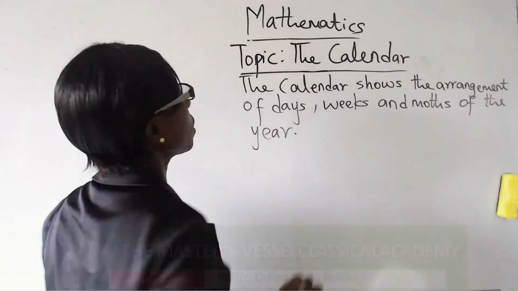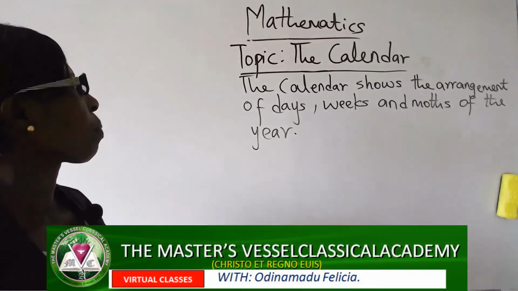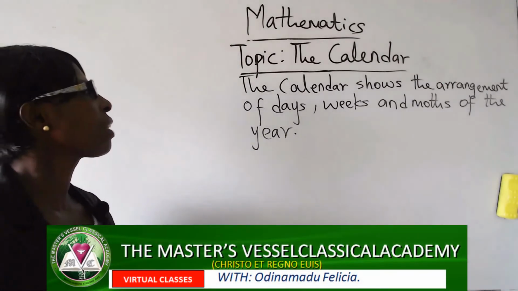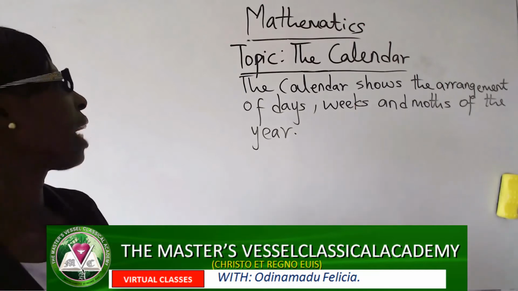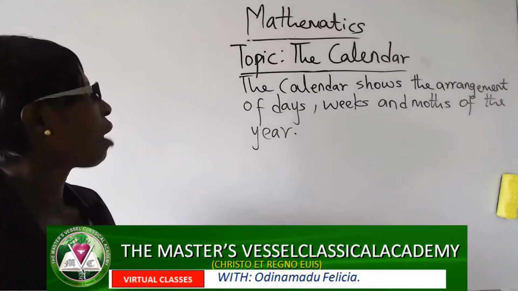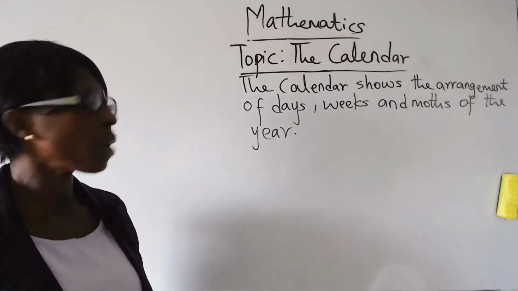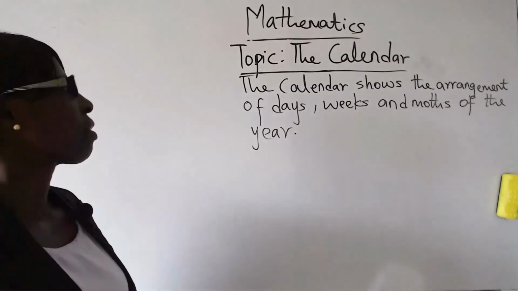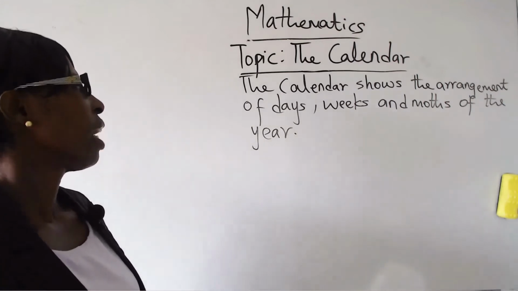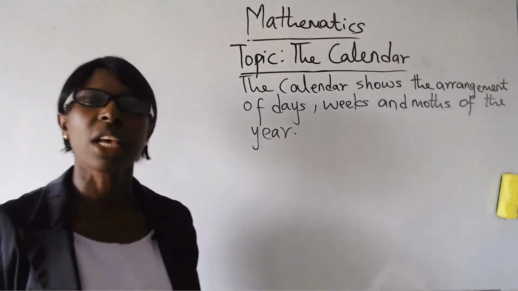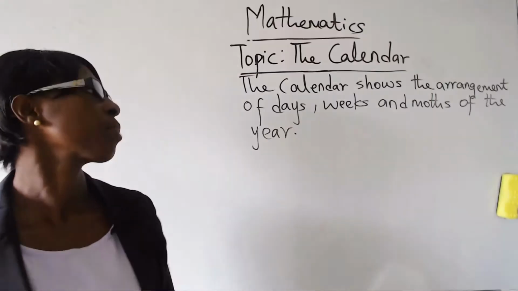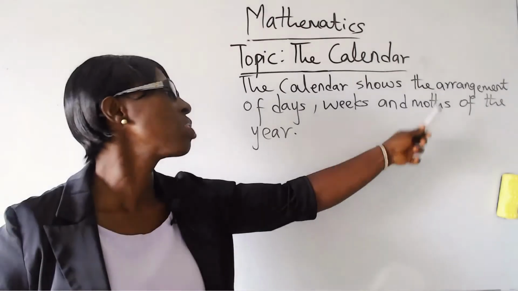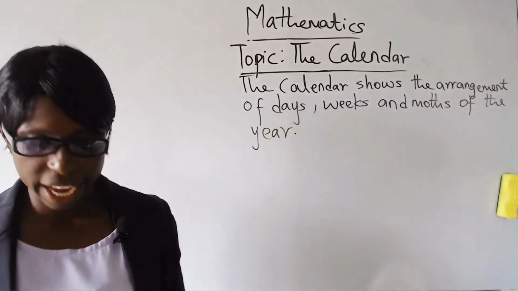Now let's read what we have here. The calendar shows the arrangement of days, weeks, and months of the year.